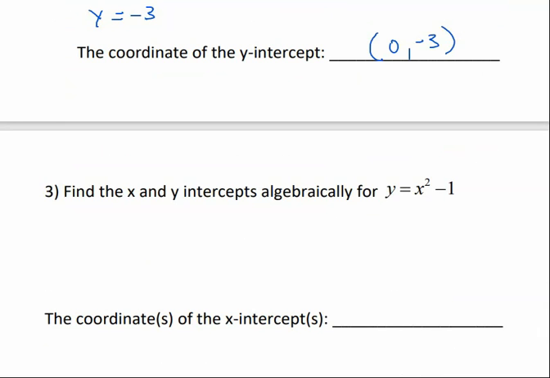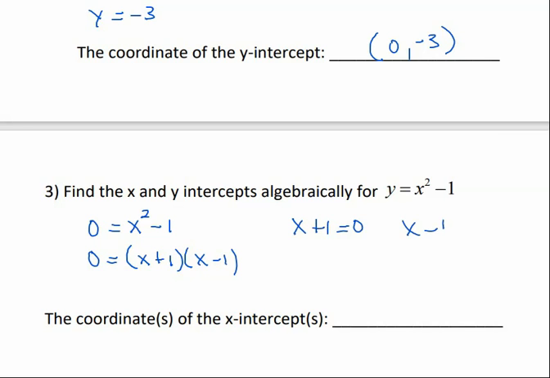To find the x-intercepts, I'm plugging in 0, and I have x squared minus 1. All right, so to factor this, it is a difference of perfect squares. So this would factor into x plus 1, x minus 1. All right, and then I set each one of those equal to 0 and solve. If I subtract 1 from both sides, I get negative 1. If I add 1 to both sides, I get positive 1. So the coordinates of my x-intercepts are negative 1, 0, and 1, 0.